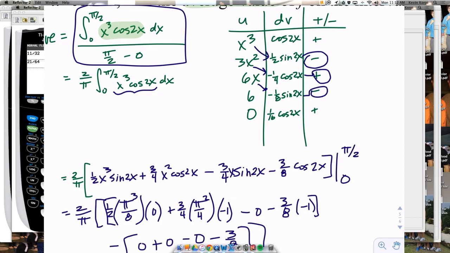And notice that 2 over pi is still way out in front with brackets. We're taking them along for the ride. So our terms ended up being plus, plus, minus, minus.